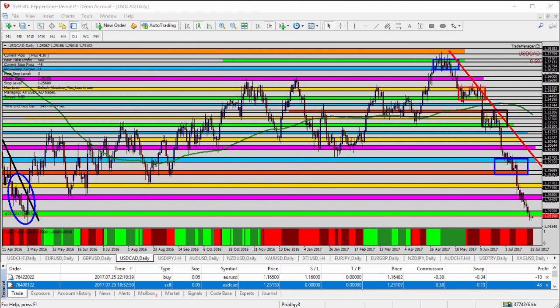Today we're going to be taking a look at the USDCAD, the US dollar versus the Canadian dollar, for today's trade analysis. This is actually a trade that I entered yesterday afternoon, and it just hasn't done a whole lot, and I think it's still a viable trade opportunity.